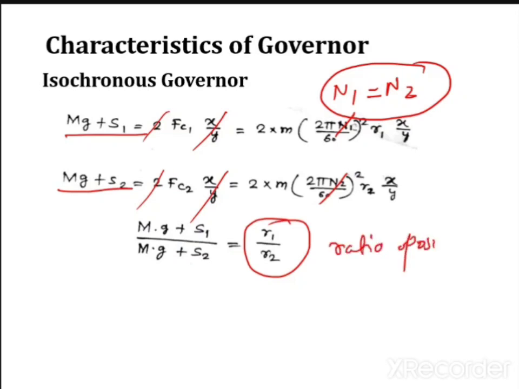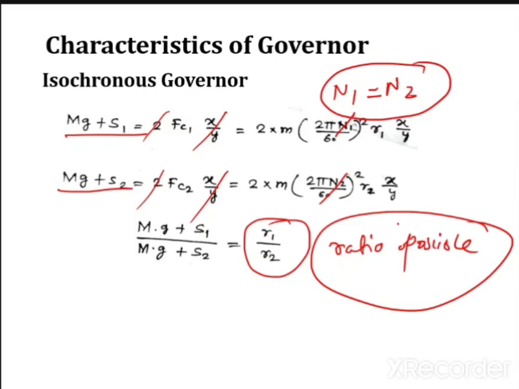Now tell me, is this ratio possible in case of the Hartnell governor? Yes, it is possible. Because for a Porter governor to be isochronous, N1 should be equal to N2, which means h1 should be equal to h2, which is impossible. But in case of the Hartnell governor, mg plus s1 upon mg plus s2 is equal to r1 upon r2. If this ratio is possible, you can say that the governor is an isochronous governor.